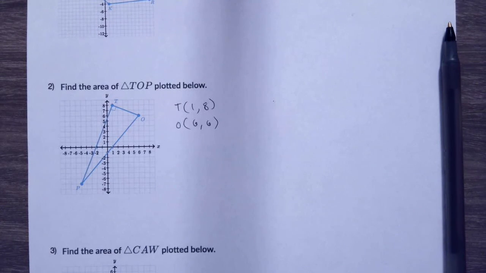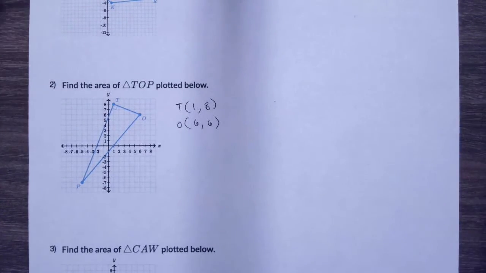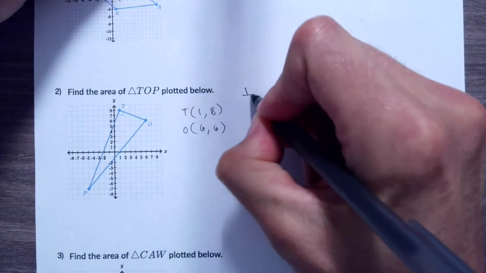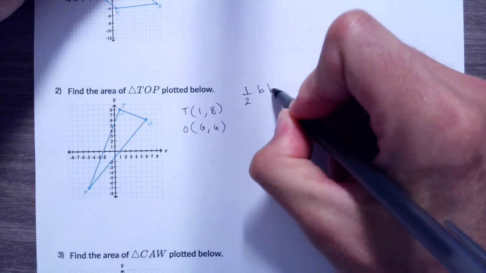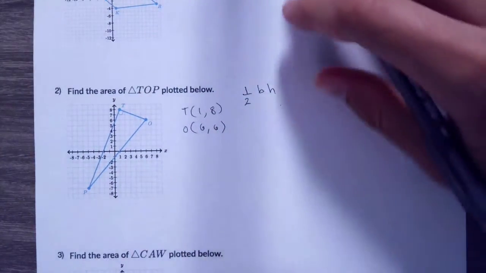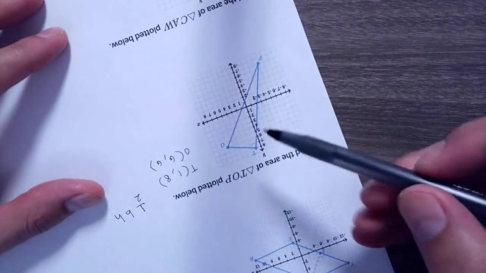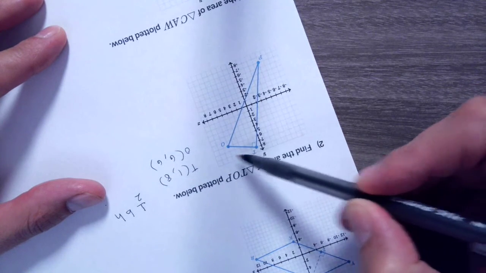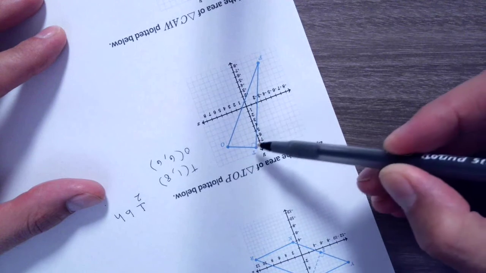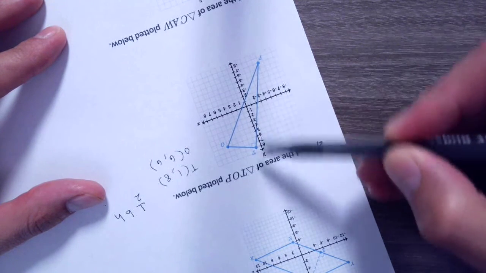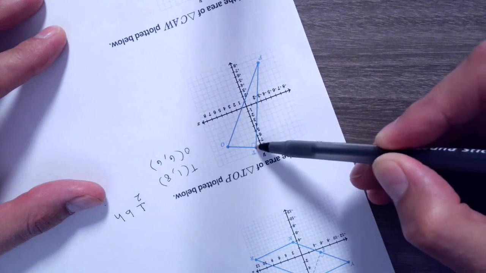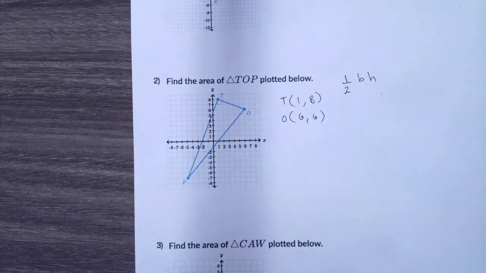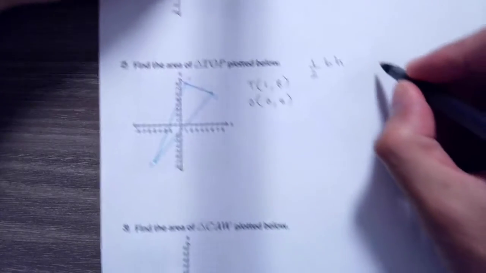Look at number 2. I've already written down, actually, let me explain. First, I need to use 1/2 times base times height because this is a triangle. And the way that I'm thinking of it, for whatever reason, I'm going to consider this the base. So I need to find the distance from T to O, and then also the distance from T to P. That will be the height because it's the perpendicular distance from the base all the way to the opposite vertex. So I need this, and then I'll use the distance formula.